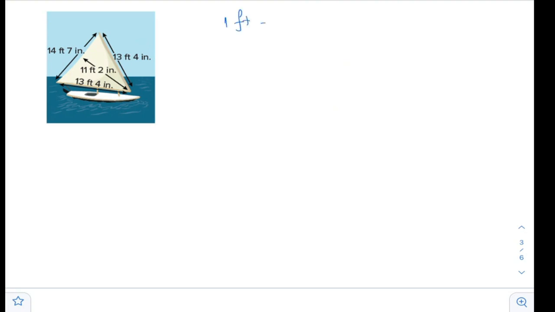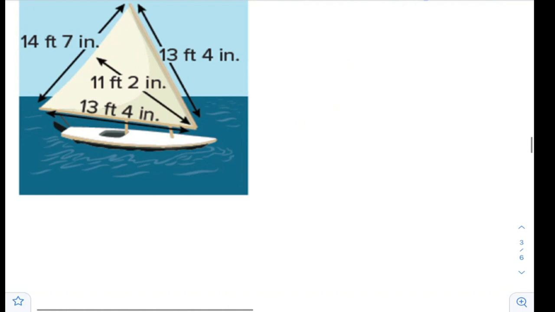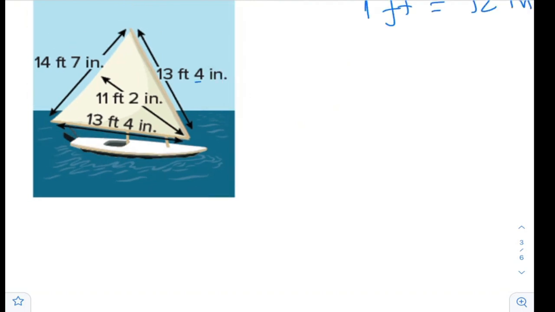Knowing that 1 foot is 12 inches, I can convert all these side lengths to feet by dividing every inch value by 12, so we have all the dimensions in feet. If you want to find the perimeter, you will add the sides only. We don't add this one inside. We are going around the shape. Imagine yourself here and you are going around this shape.